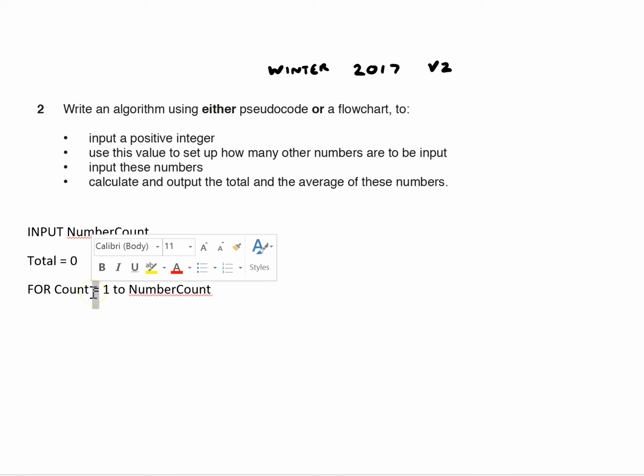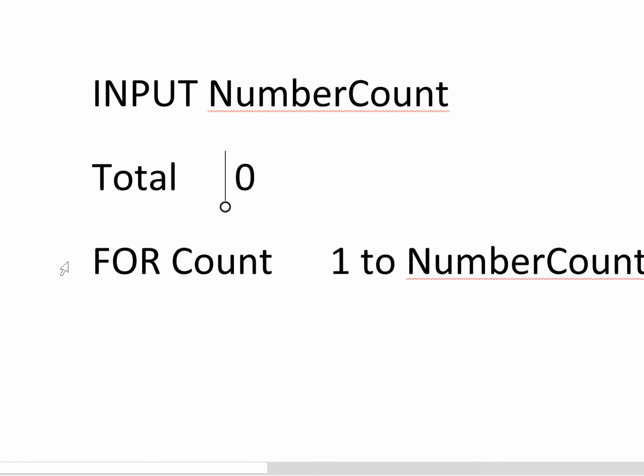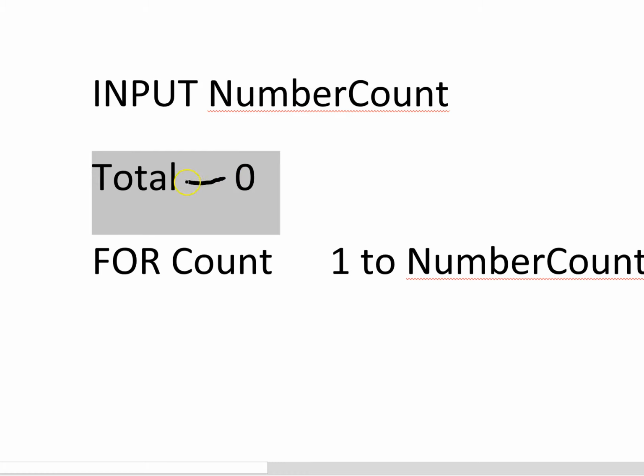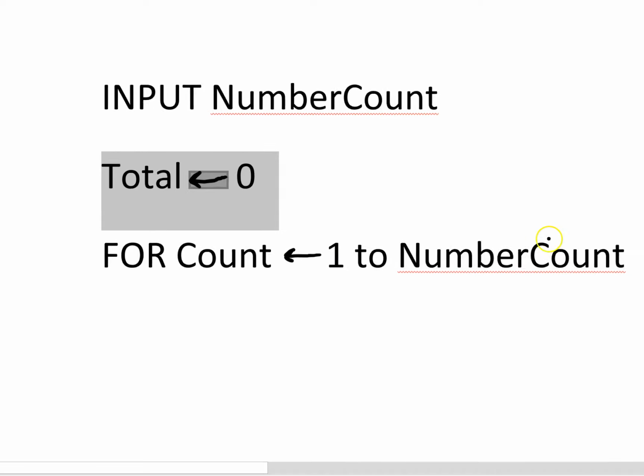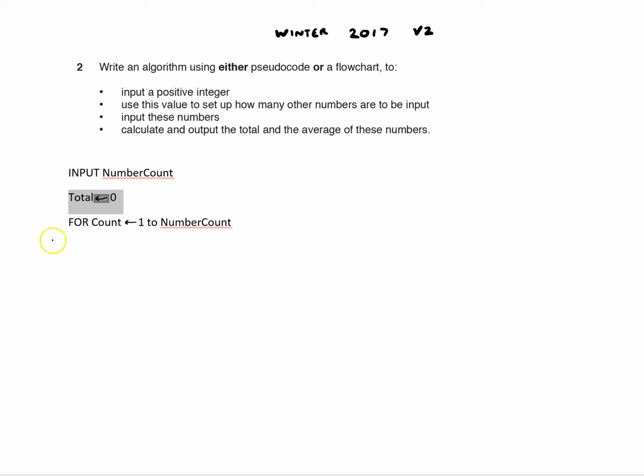In pseudocode, we wouldn't actually use equals. We'd use the arrow. So what I'll do is delete that, zoom in a little bit and use my trusty pen to draw an arrow there, and an arrow there. Okay, and that should allow us to, yeah, okay, so that's fine.